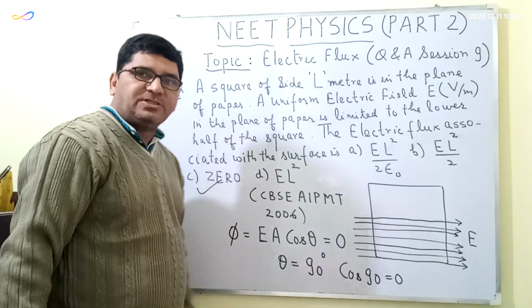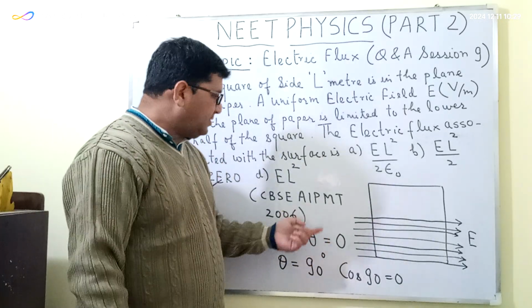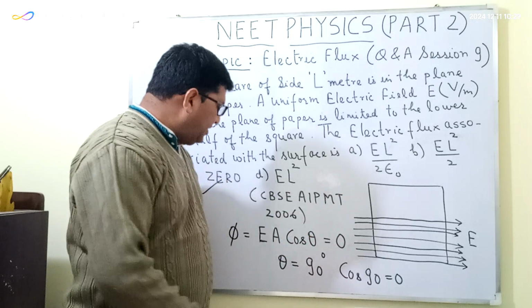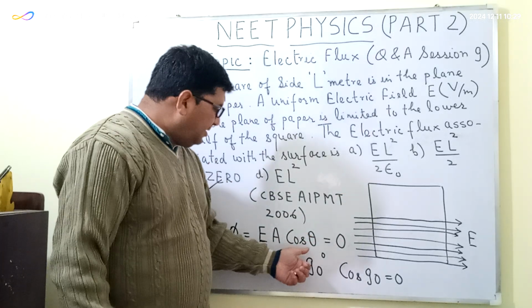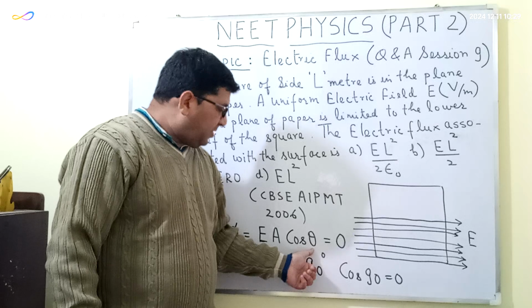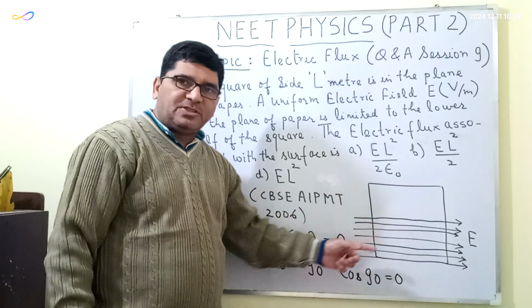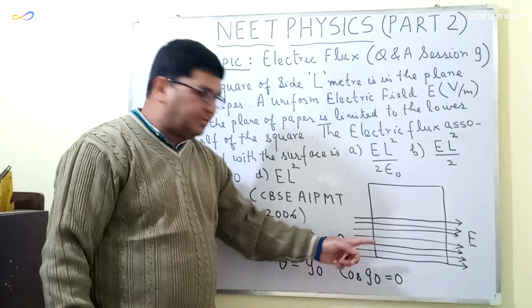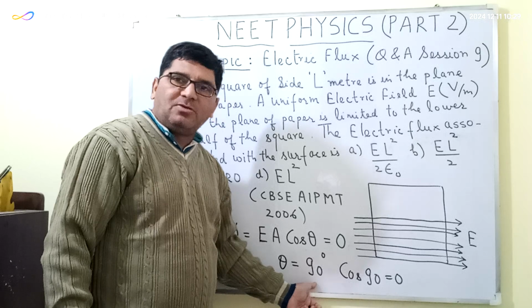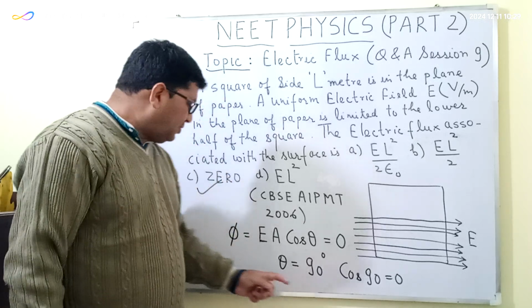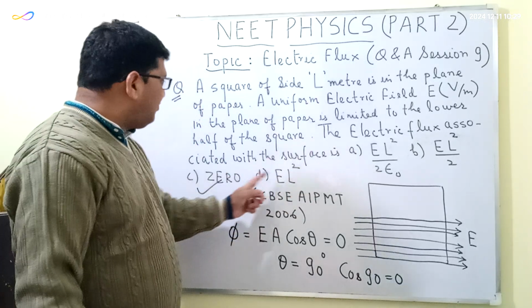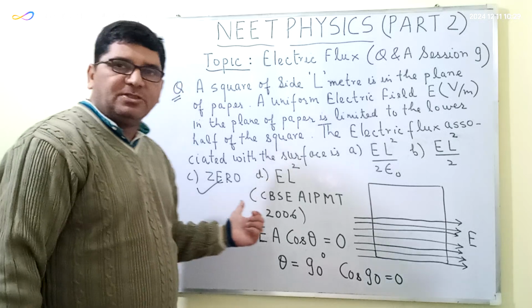So this is a question which can be solved within 4 or 5 seconds. So here the most important thing which you have to remember is that theta is the angle between the normal to the surface and the direction of the electric field. So in this case, theta becomes equal to 90 degree, and as a result of it, the flux associated with this surface will be equal to 0.